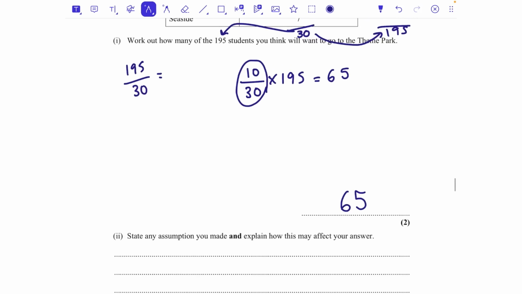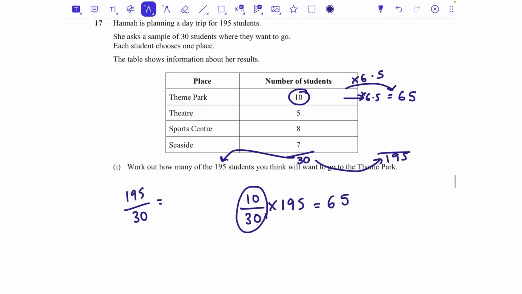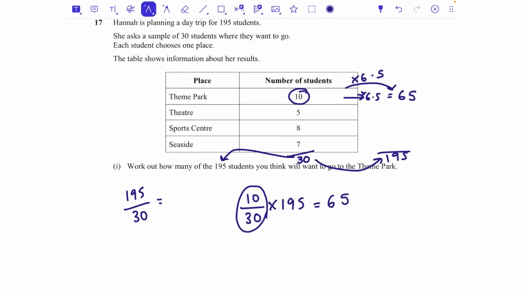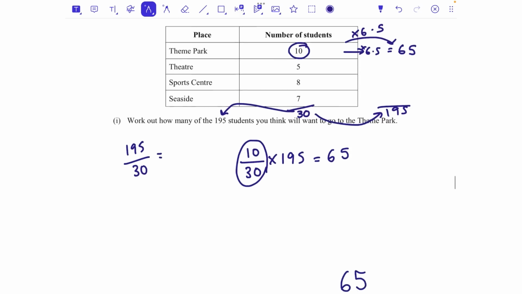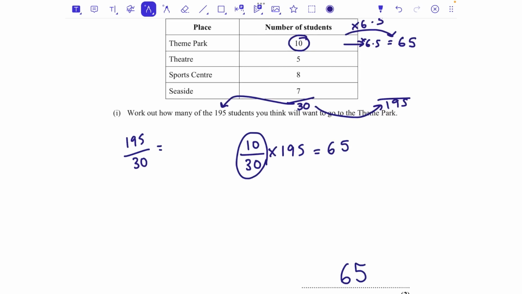State any assumption you made and explain how this might have affected your answer. So with samples, if you only ask a few students and you scale it up to make predictions about a bigger group of students, a population, you have to hope that the people you asked are a good representation of all the students.